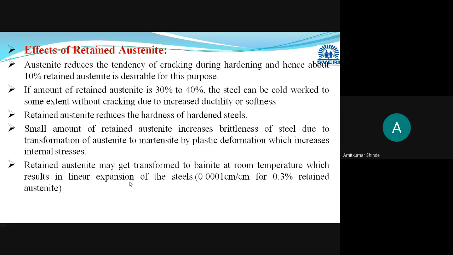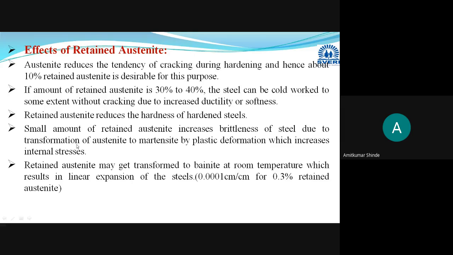I will summarize the effect of the retained austenite in short. It has some advantages and it also has some disadvantages. What are the advantages of retained austenite? As austenite is a soft, malleable, and ductile phase, it will improve the ductility of that steel component, and you will be able to perform different cold working operations whenever that retained austenite is 30 to 40%. And if that retained austenite is only up to 10%, then you can perform the hardening without cracking, meaning the tendency of cracking will get reduced. So these are the advantages.